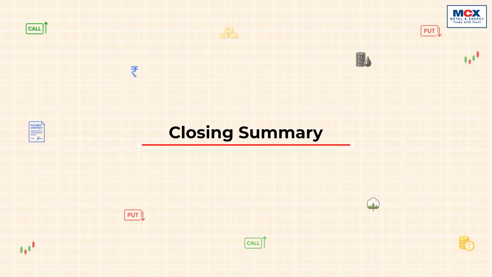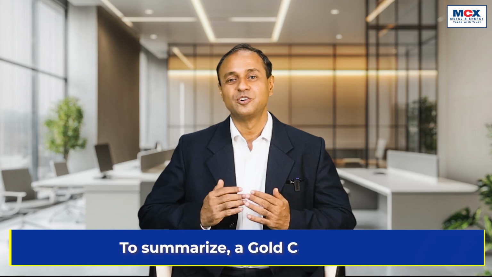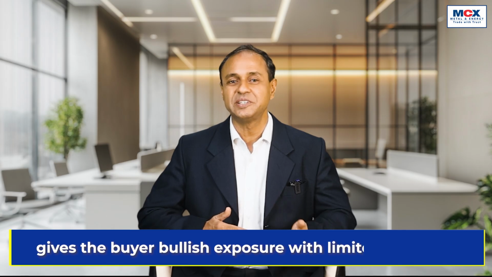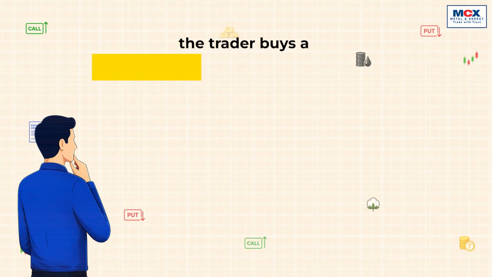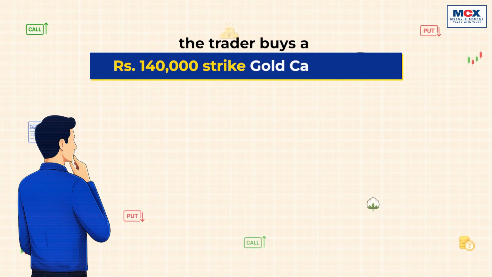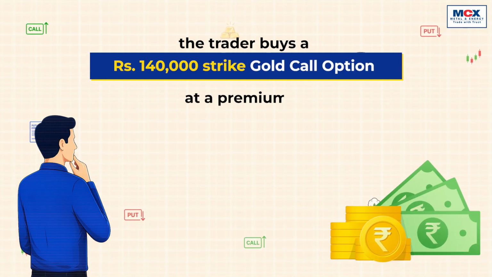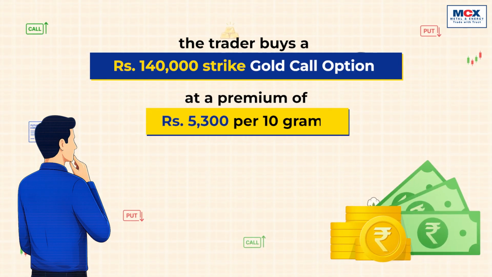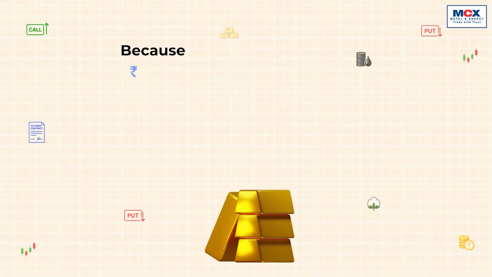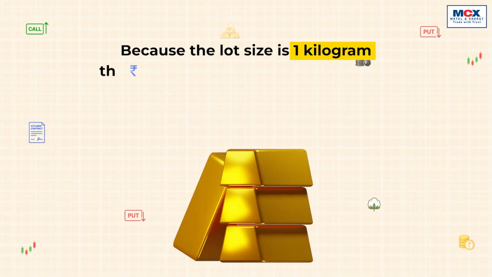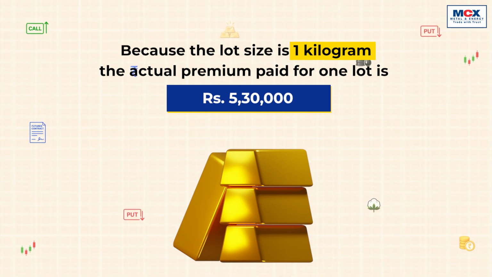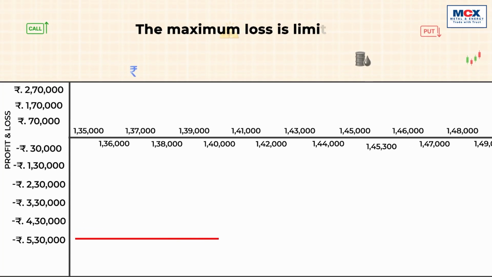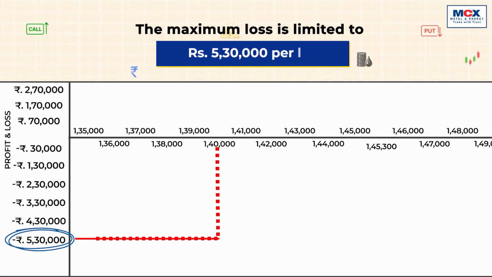Closing summary. To summarize, a gold call option gives the buyer bullish exposure with limited downside. In this example, the trader buys a Rs 1,40,000 strike gold call option at a premium of Rs 5,300 per 10 grams. Because the lot size is 1 kg, the actual premium paid for one lot is Rs 5,30,000. The maximum loss is limited to Rs 5,30,000 per lot.